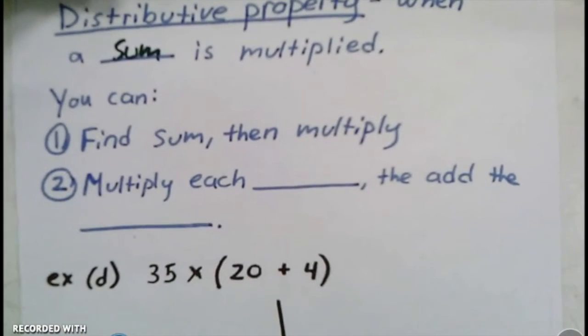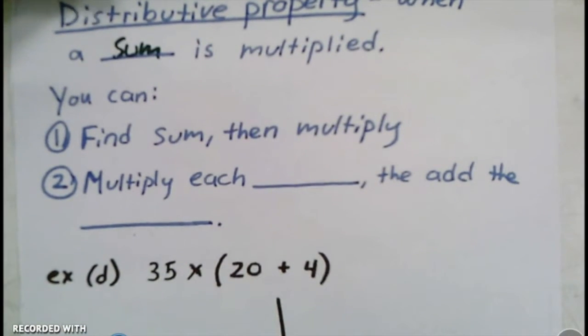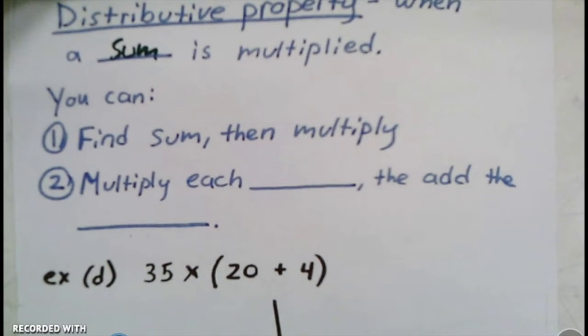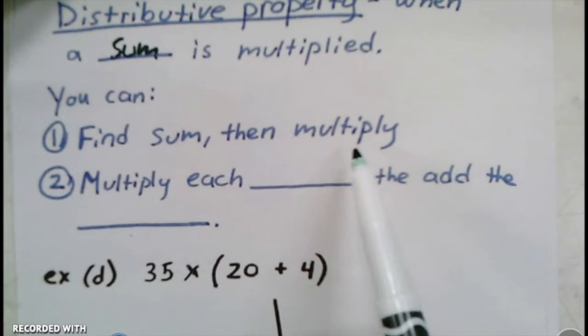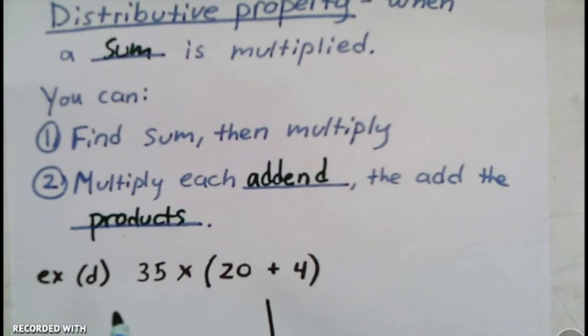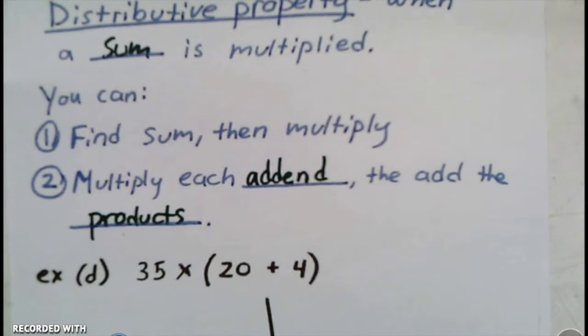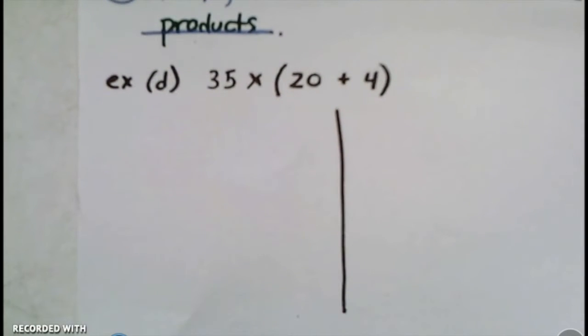So you have two ways to solve these types of problems. You can find the sum, what's inside the parentheses, and then multiply, or you can multiply each addend and then add the products. So that's like what we did in the past. We're going to multiply times the 10s and multiply times the 1s and add them. So here we've got an example, example D. So 35 times 20 plus 4.